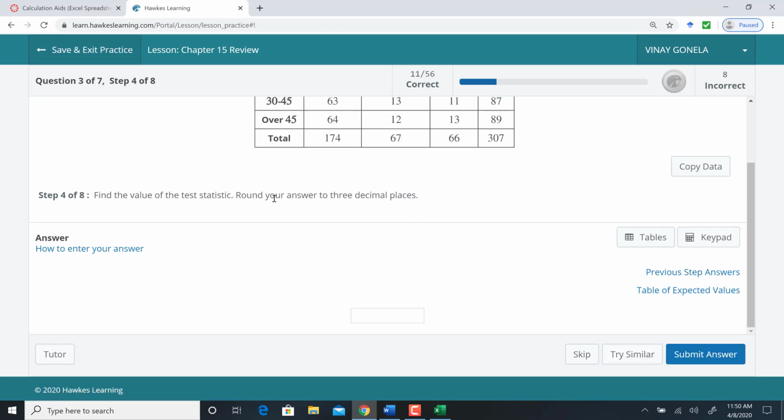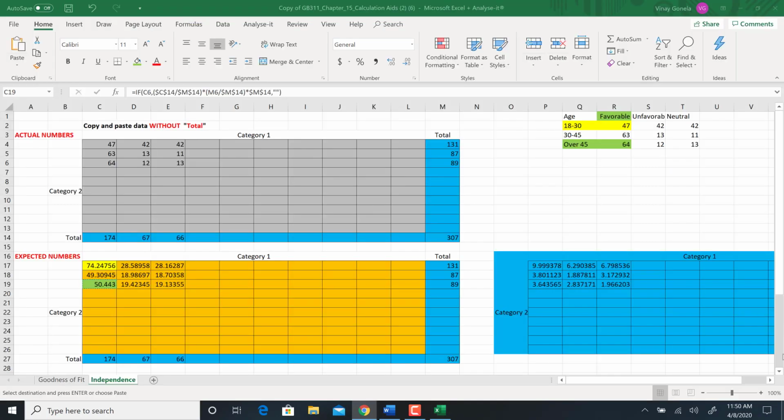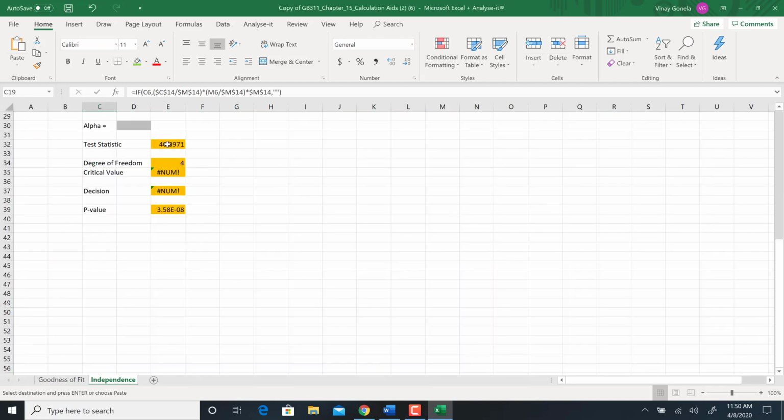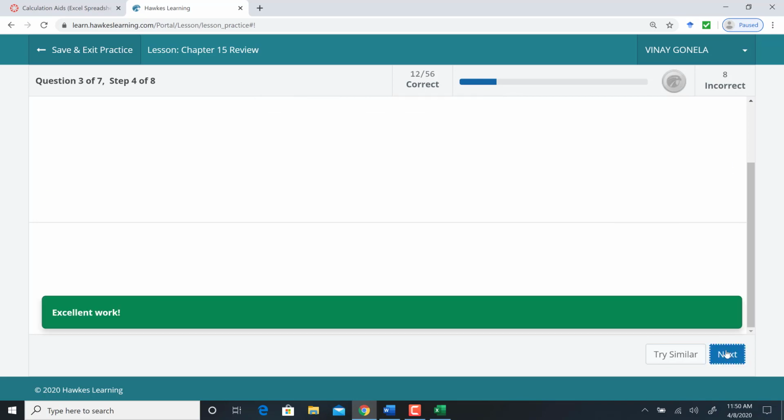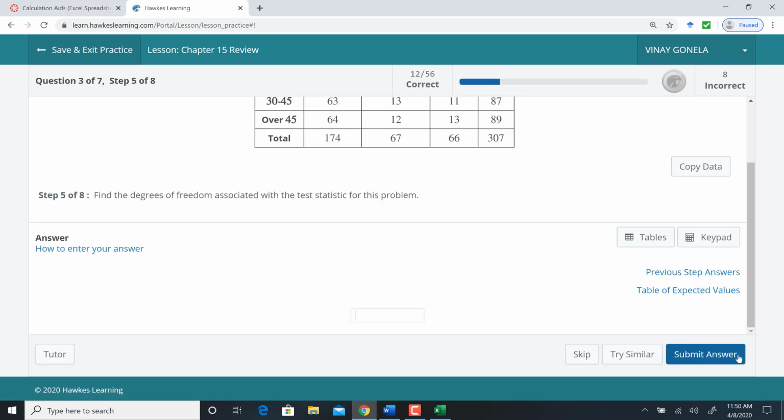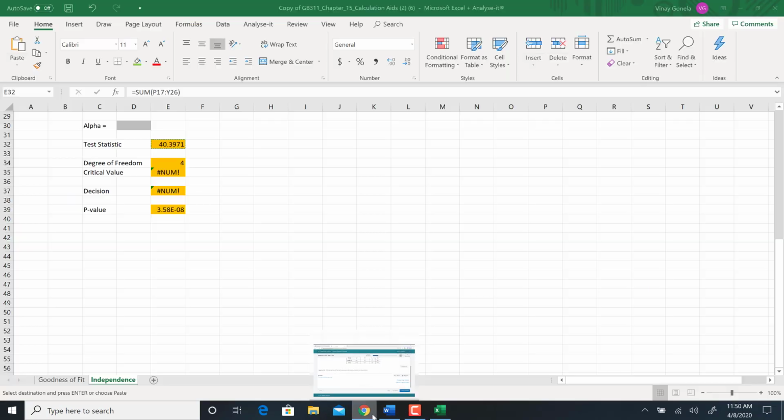Find the value of the test statistic. So what is the test statistic value? I will go here again, go down. Test statistic value is 40.39. So I will copy that, and then the degrees of freedom. In this case the degrees of freedom is 4. So I will copy that.